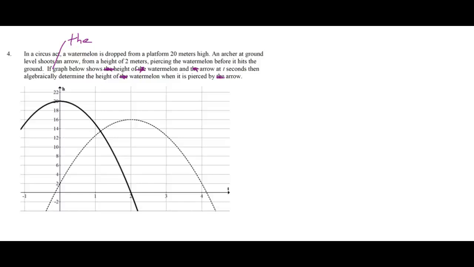All right, the graph below. So I'm guessing this is the watermelon. I'm not guessing. That's the watermelon. This is the archer. We should probably have a graph. Then the algebraic term for the height of the watermelon when it is pierced by the arrow.